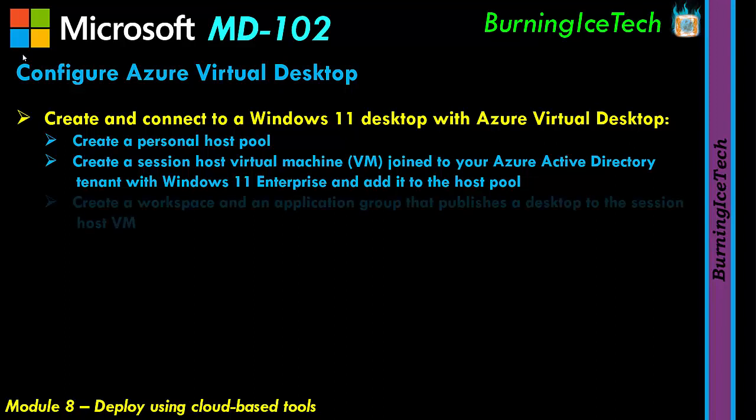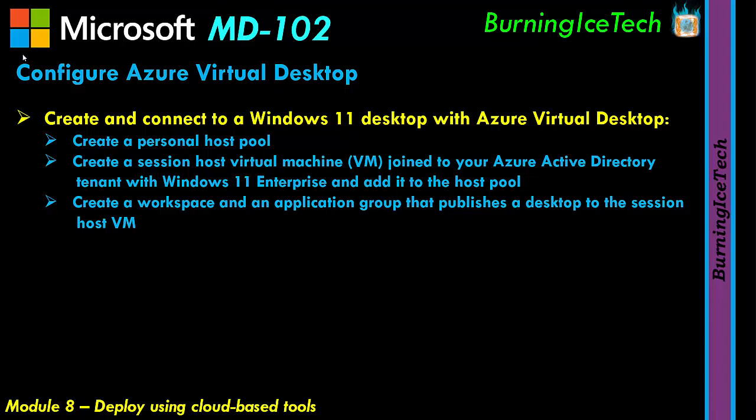Then I want you guys to go and create a workspace and an application group that publishes a desktop to the session host virtual machine. Then you're going to move on to assigning your users to the application group. And then lastly, guys, easy peasy, connect to that desktop.